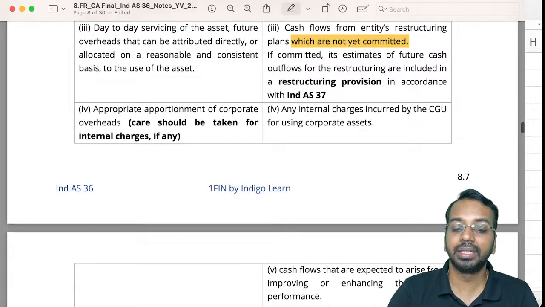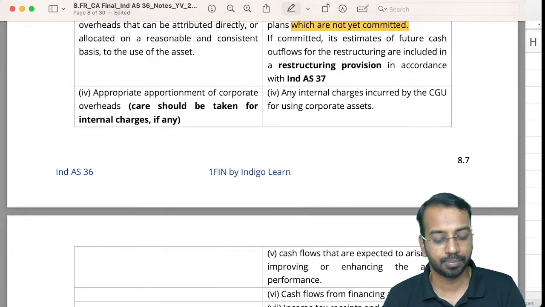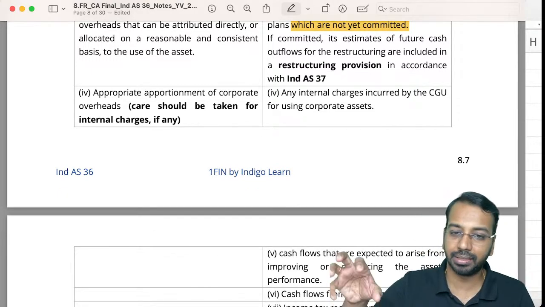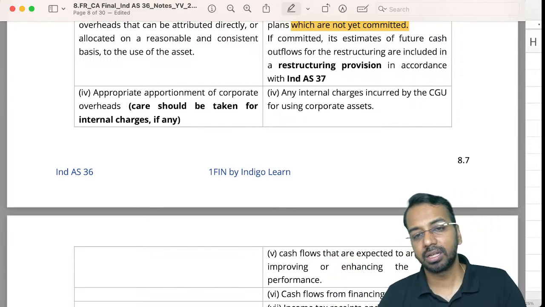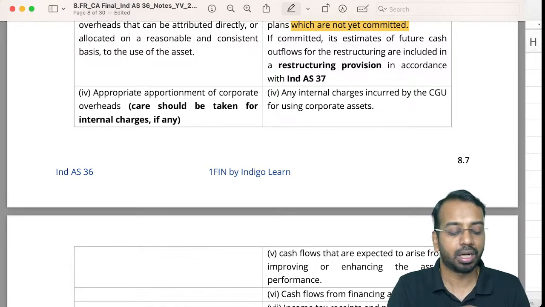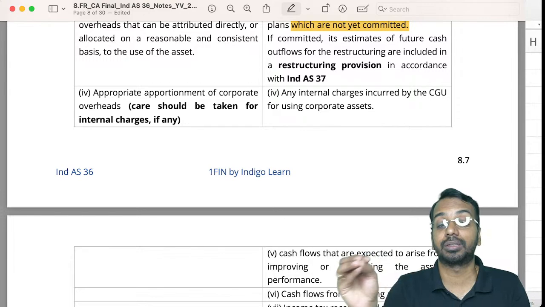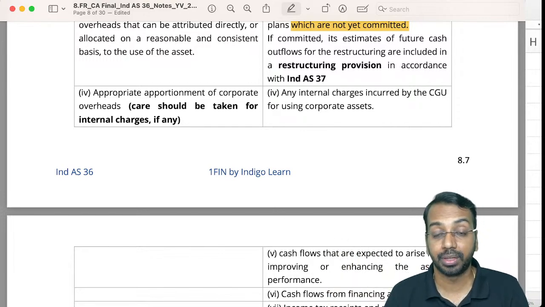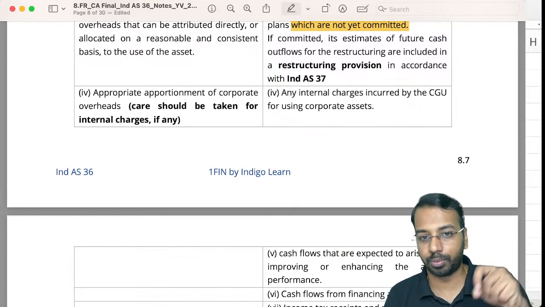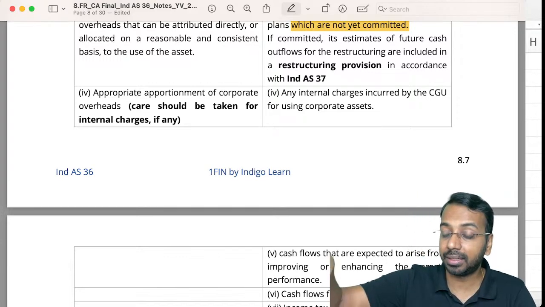What you should exclude: internal charges incurred by the CGU for using the corporate assets. So sometimes what happens is, let us say there is a head office and there is a plant. Head office says, plant, I have incurred cost of 100. My expenses out of that, computer related, IT related, HR related, I have spent 100 rupees and I can allocate 100 rupees to you. That is what the corporate head office says. That cost you will include. Now again, you should not include that.